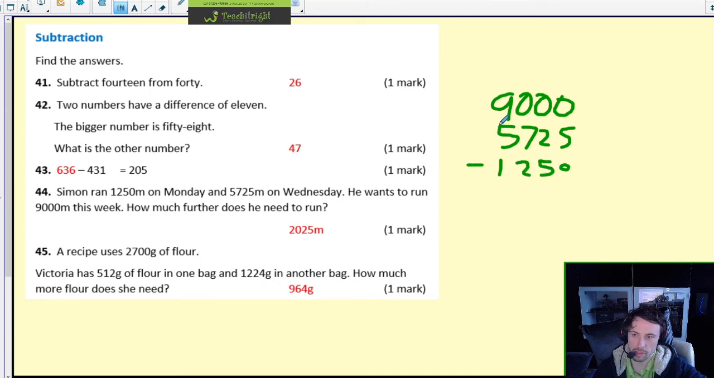A couple ways of doing it. You might choose to add these two first, take them away, but essentially you're going to subtract this one, take away this, then take away this, and then your answer is 2025.